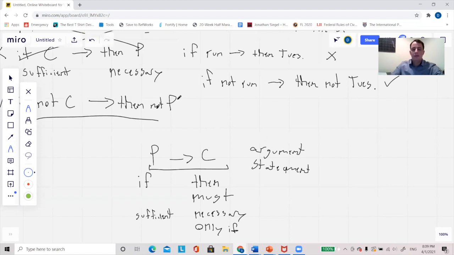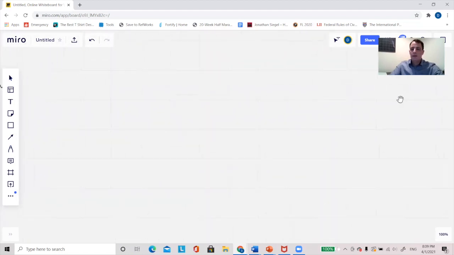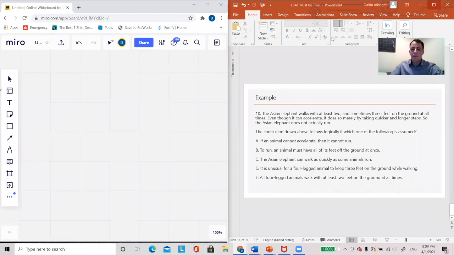How can I use this argument structure, this notation, to help me get answers right on the test? And we're going to illustrate that with an example question. This is from an actual LSAT. The Asian elephant walks with at least 2 and sometimes 3 feet on the ground at all times. Even though it can accelerate, it does so merely by taking quicker and longer steps. So the Asian elephant does not actually run.